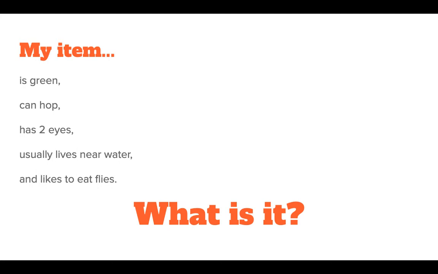Okay. My item is green, can hop, has 2 eyes, usually lives near water, and likes to eat flies. Now, one of my details on here doesn't really help you to understand what I'm talking about. Which one could it be? Let's see. It's that it has 2 eyes. Lots of things have 2 eyes. I have 2 eyes. My dog has 2 eyes. My cat has 2 eyes. So that wasn't a very specific description. So I crossed that one off.